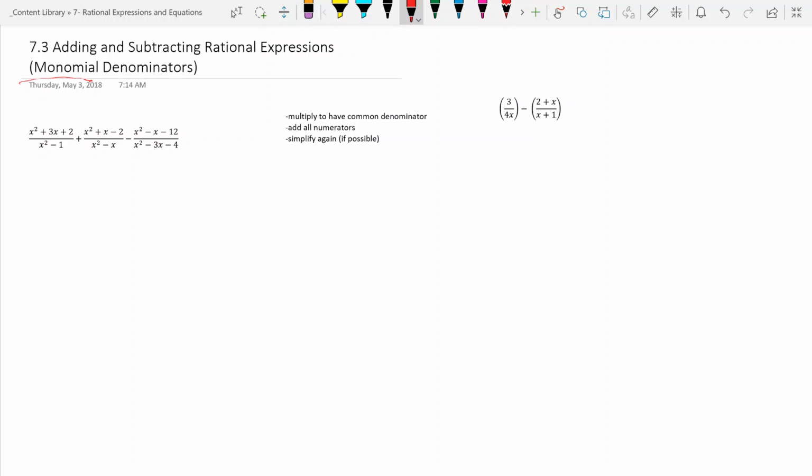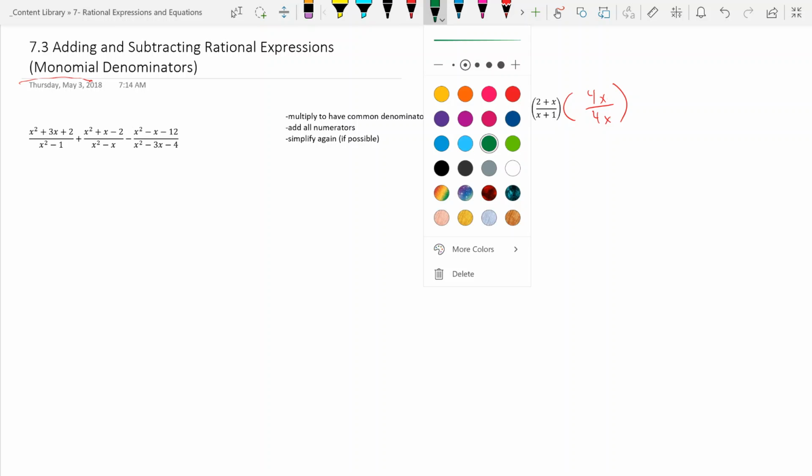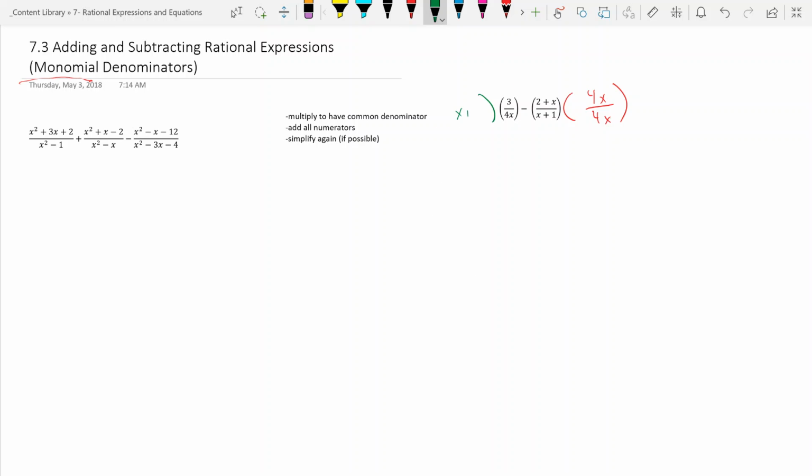When I look at these two, they don't have the same denominator. I'm going to multiply over here by 4x over 4x. This is going to give me an equivalent term because 4x over 4x is equal to 1. So I'm just multiplying by 1, so I'm not changing anything. On this side, I'm going to multiply by x plus 1 over x plus 1. You're allowed to do this. You're allowed to multiply by a binomial.